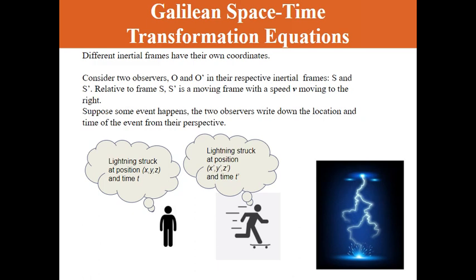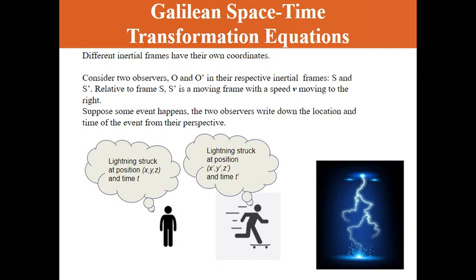away to the right. Now, some event happens, perhaps lightning strikes, and both of these observers are going to write down the location and time of the event. The first observer writes down the full coordinates using an XYZ system and also writes down the time.